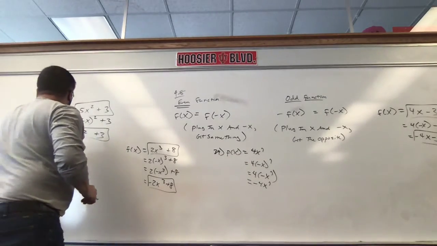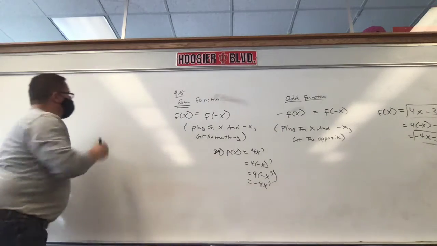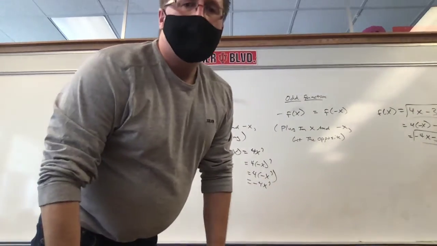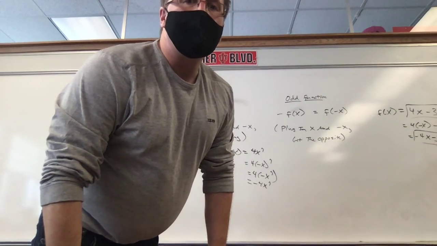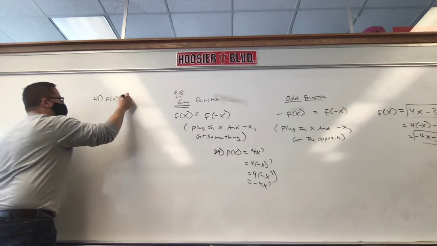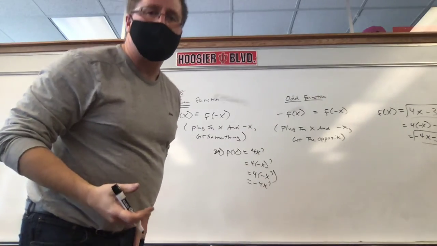41. All right, 41 we have x to the 4th plus 3x squared minus 2. This is more like what you're going to see on the test. Something like that. x to the 4th plus 3x squared minus 2.